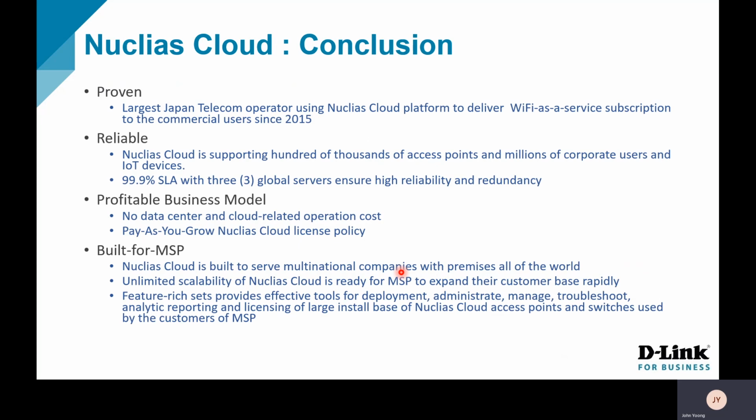So for the Nuclias Cloud conclusions, it is proven, we have a success case in Japan with NTT. For reliability, Nuclias Cloud can support unlimited devices, and we also have a 99.9% SLA. In case anything happens, we also have a fallback to the America, Japan, and Germany servers. Next, of course, MSPs and customers don't need to handle the data center or the cloud costs. Everything will be handled by D-Link on AWS. So you can pay as you grow. We have 1-year, 3-year, and 5-year licenses.